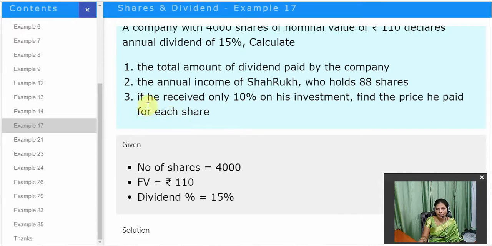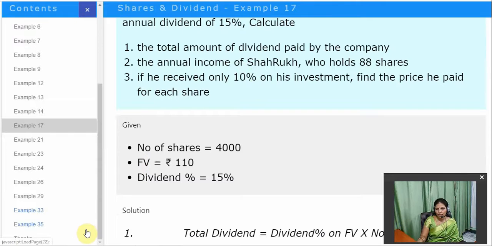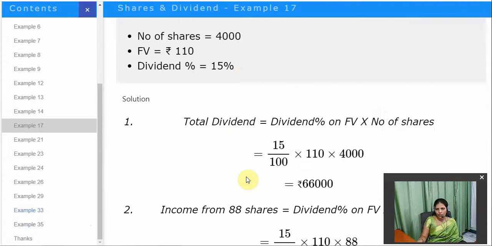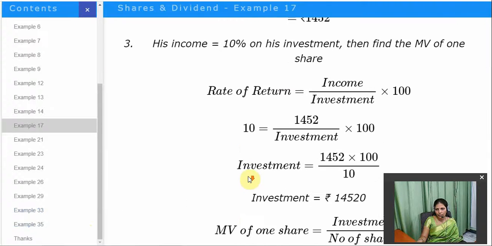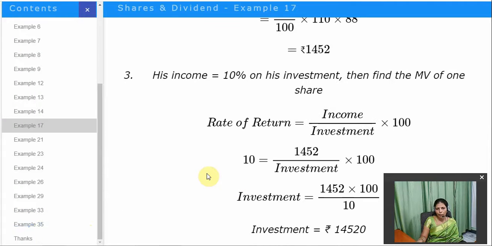So now we found the answer for the second subdivision also. Now the third one, if he received only 10% on his investment, find the price he paid for each share. So return percentage is given and you need to find the market value of one share, right? Now we will come to the solution part. Right here, his income is 10% on his investment. Then find the market value of one share.